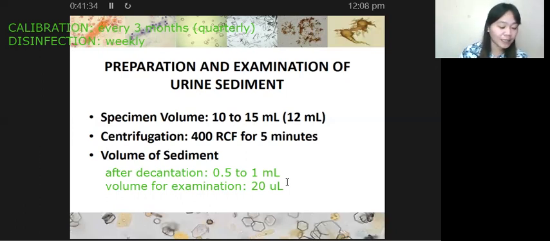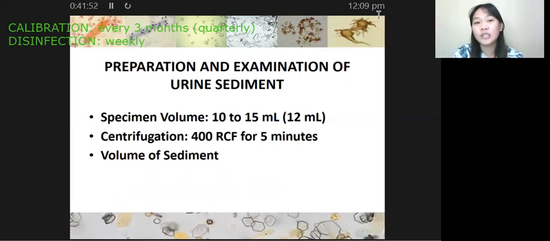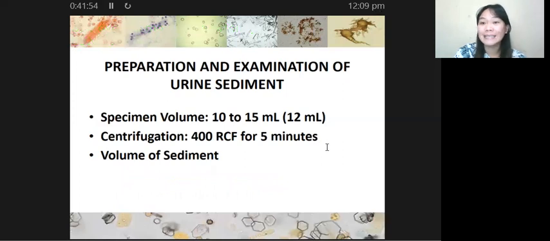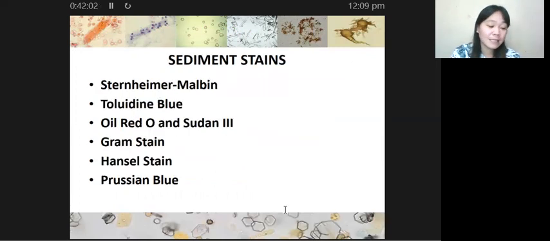Alright, so those are the things that you have to remember when it comes to the preparation of your urine sediments. Okay, so yes, ready na ba tayong mag-examine? Yes, ready na tayong mag-examine. Pero there are some laboratories in which sediment stains are available. So ito din yung sediment stains natin. So ano-ano yung iba't ibang sediment stains that we can use in the laboratory?